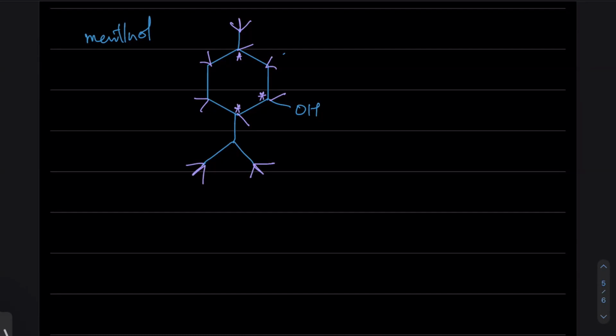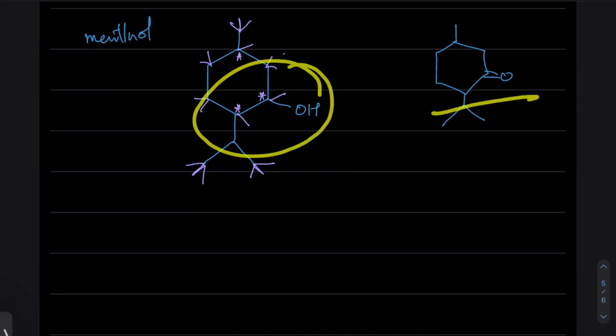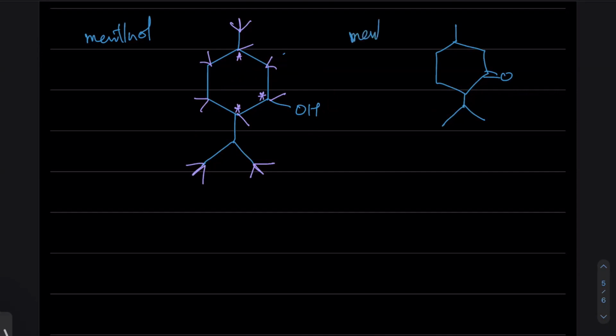Now I'm going to give you a compound. Try to draw the chiral centers. So when you oxidize this, you get this. This thing is called menthone. So go on, identify the chiral centers.